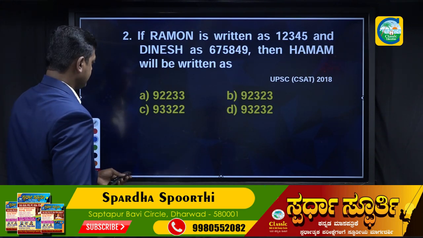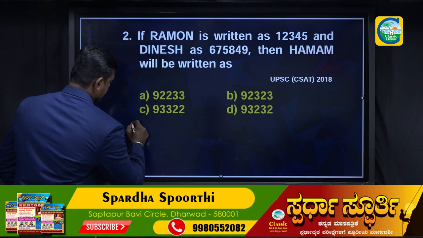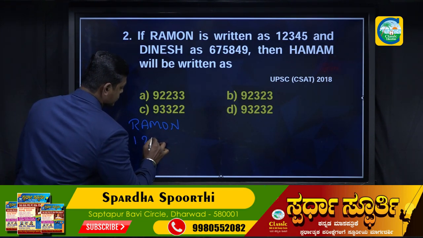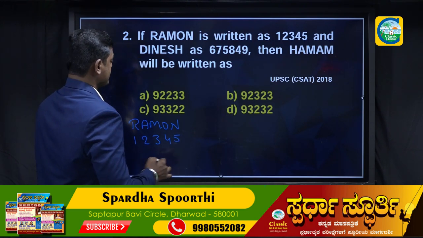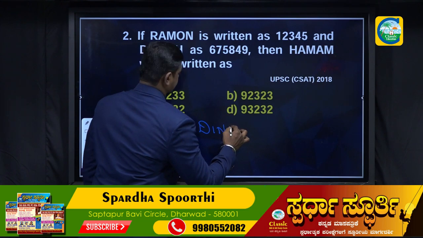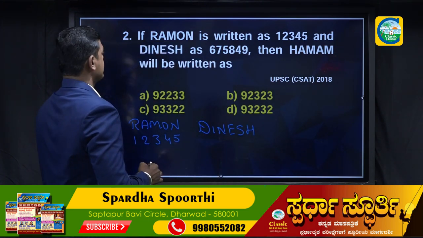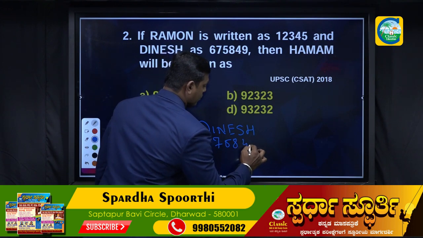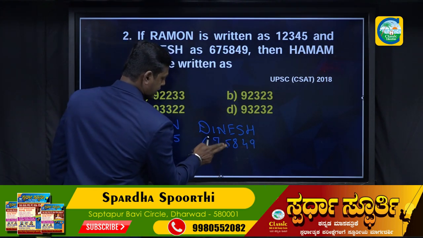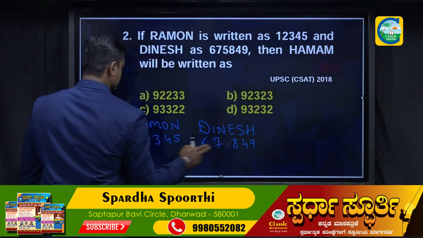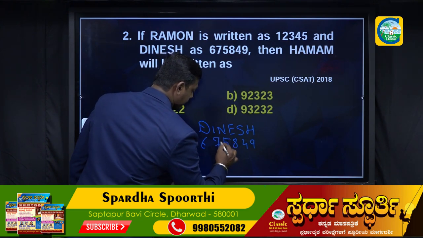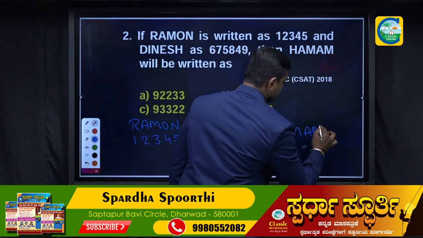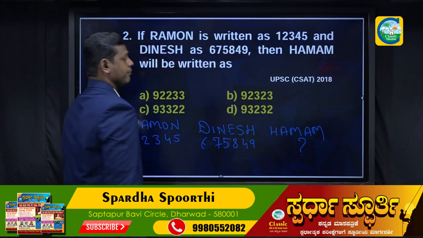Let me write this down here. RAMON is written as 1, 2, 3, 4, 5. Right, friends. DINESH is written as 6, 7, 5, 8, 4, 9. It is 5, don't confuse. Then HAMAM, written in that code language, is the question mark here.